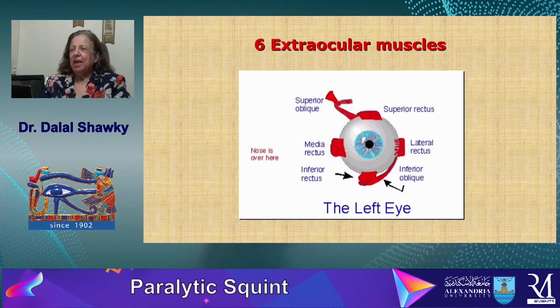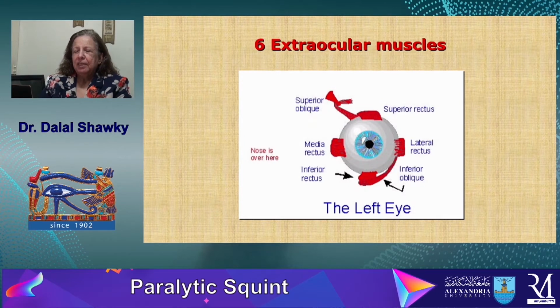Now we have to know the extraocular muscles. The extraocular muscles are 6, we know before in the anatomy. There are 4 recti and 2 obliques. The 4 recti muscles are inserted in front of the equator, and the 2 obliques are inserted behind the equator.